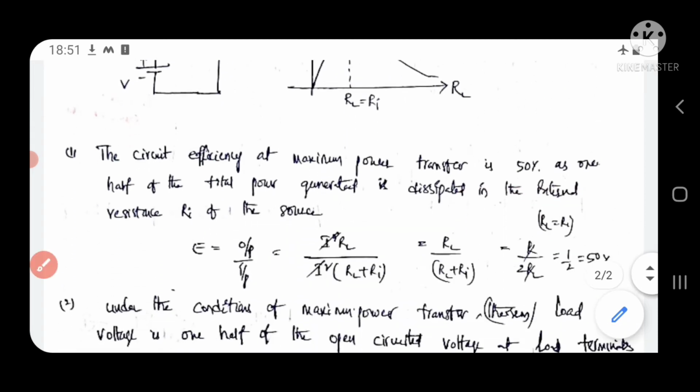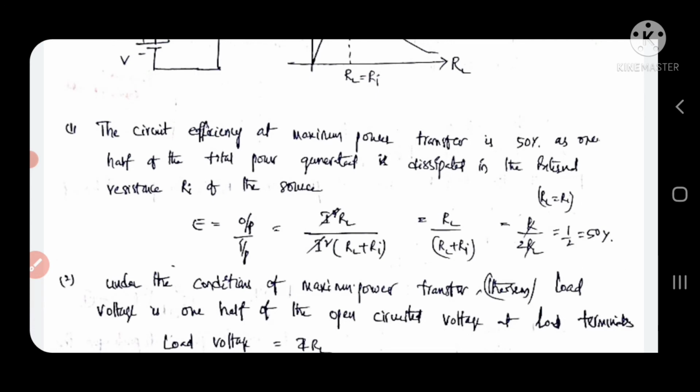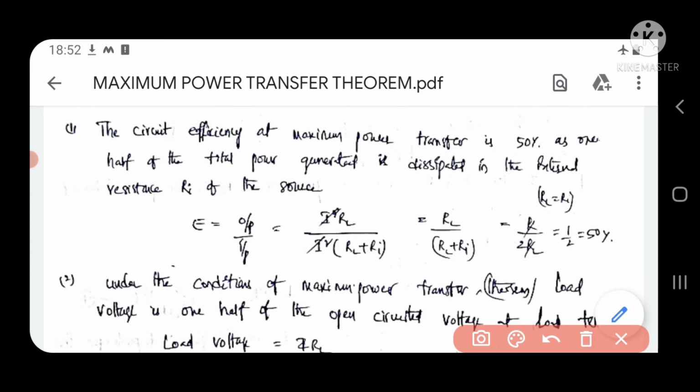Here we have to discuss three important points. The first is the circuit efficiency at maximum power transfer, which is only 50%. Let us see the proof. From the efficiency point of view, output power is equal to I square RL, input power is equal to I square into (RL plus Ri). I square gets cancelled obviously, and finally we will get only 1 by 2 is equal to 50%. So the efficiency of the maximum power transfer theorem is only 50%.